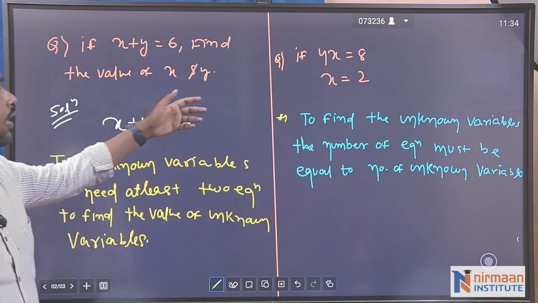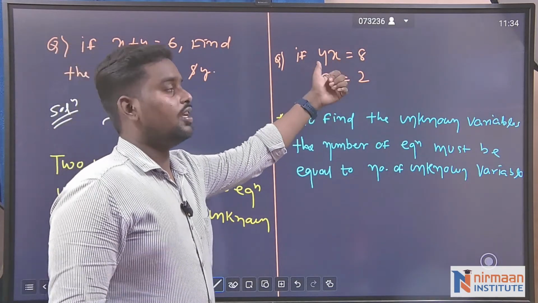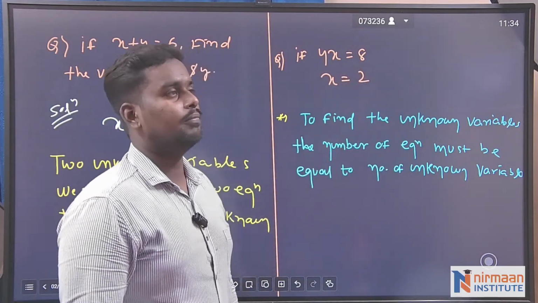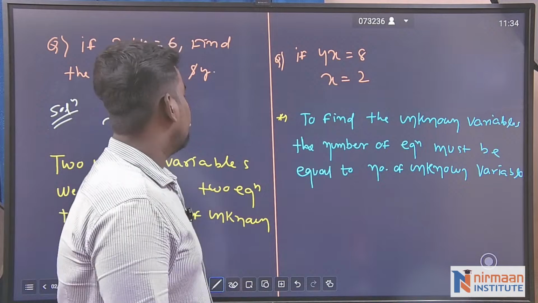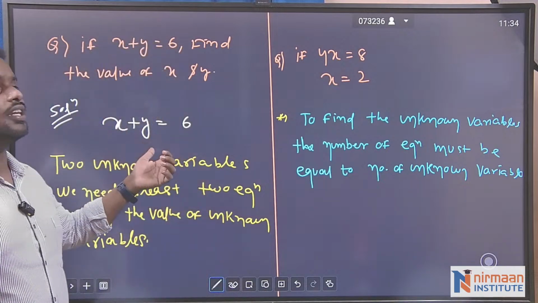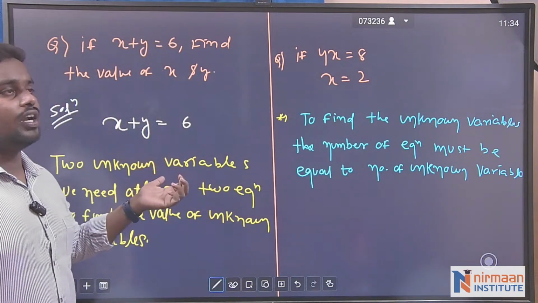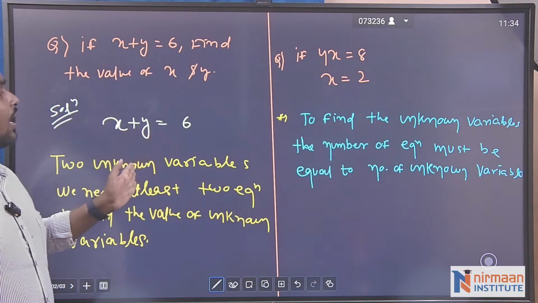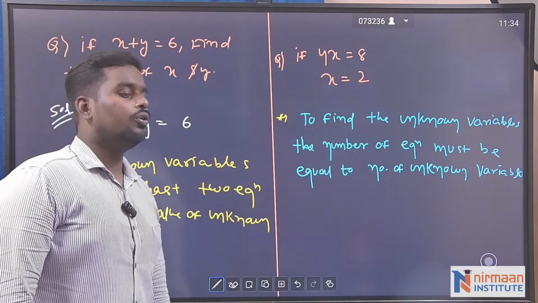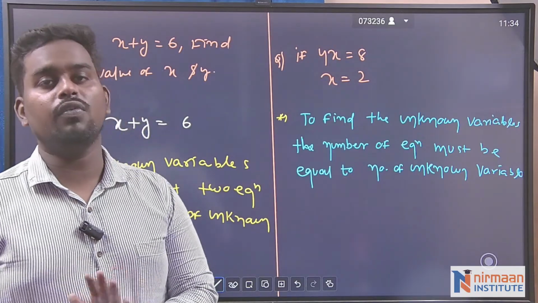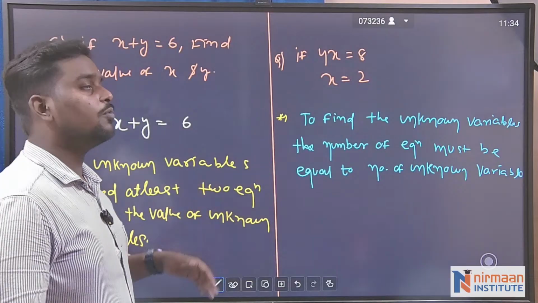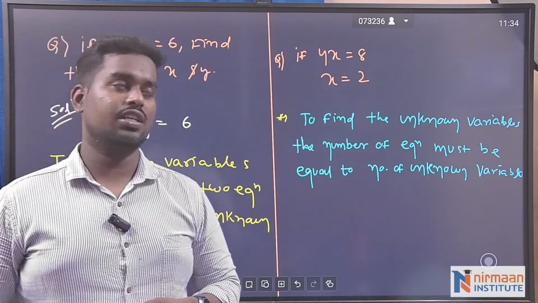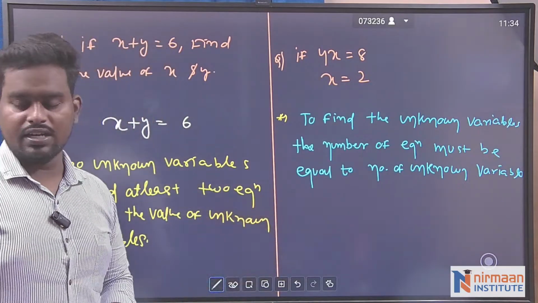For example, how many unknowns are there here? One unknown x only, and we have one equation, so you can find the value of x in an easy way, right? But here how many unknowns are there? x and y. So how many equations are required? At least two equations, one x plus y and one x minus y, whatever it is. So from this logic, the number of unknown variables must be equal to the number of equations given, right? The first point. Please write this and understand this.